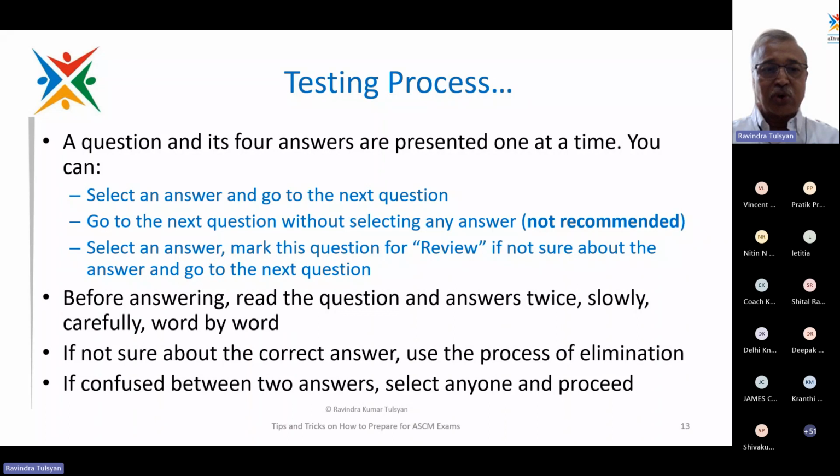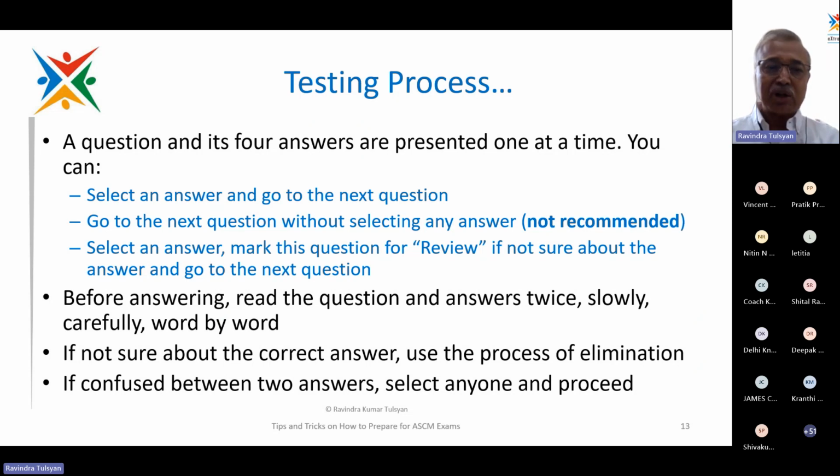So what you can do is answer the question and go to the next question, or you can go to the next question without answering. And that is not recommended, because as I said, there is no negative mark. So even if you want to go to the next question, you must select at least one answer out of 4 and then go to the next question.